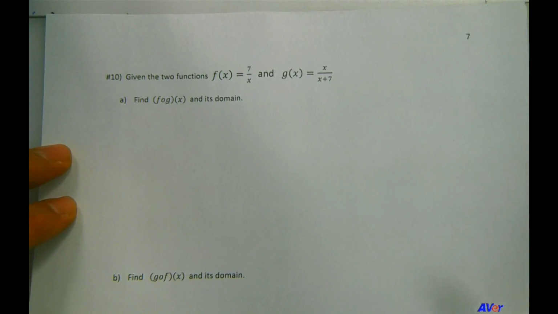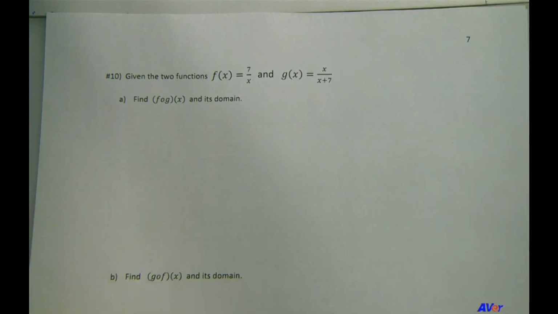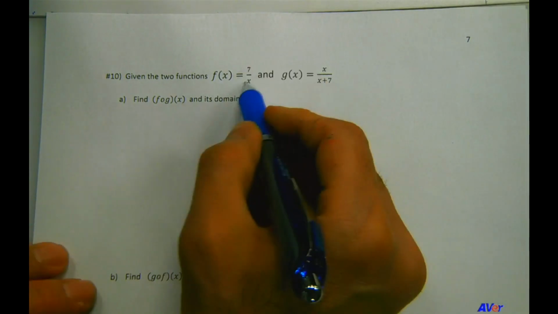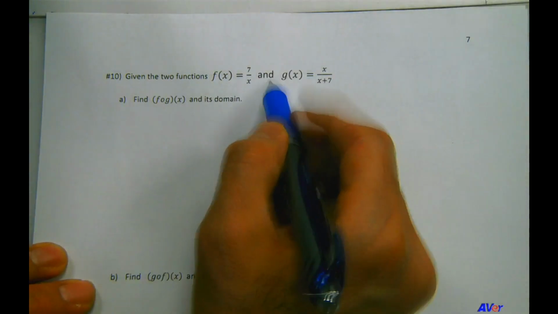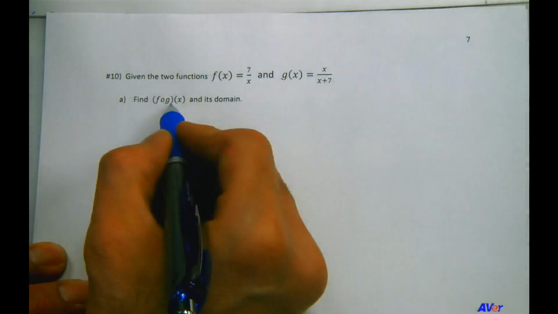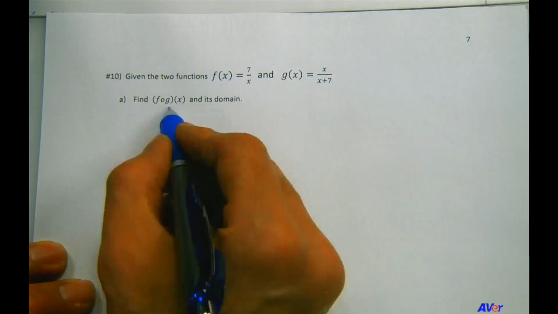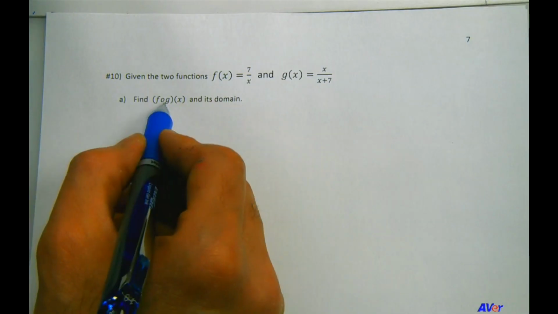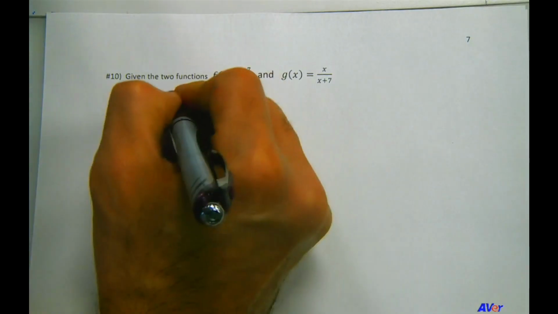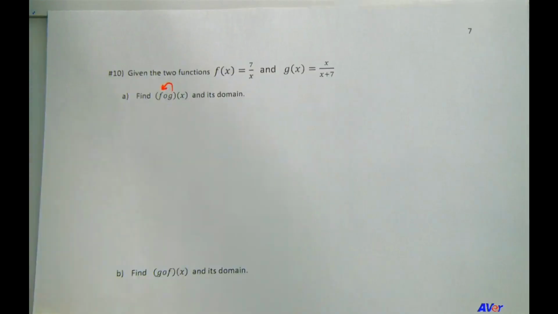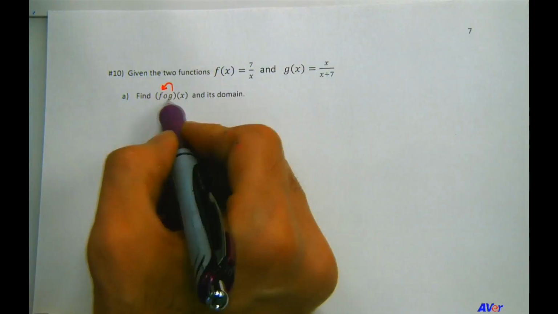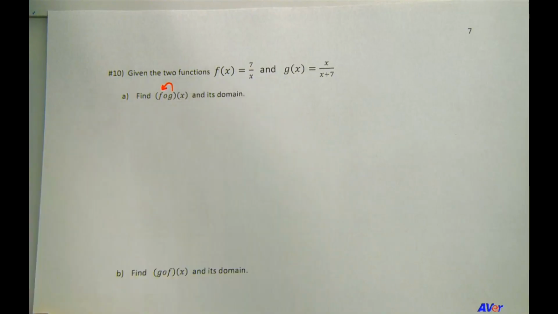Okay, so here we have these two functions, f and g, and we want to find this composite function and its domain. Notice that g is the second function, right? So g goes inside f. So we need to know what is the domain of g. So let's find that out first.